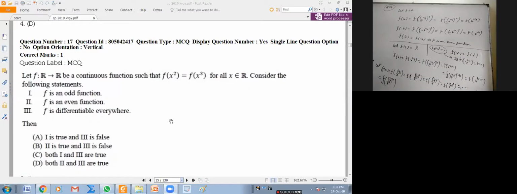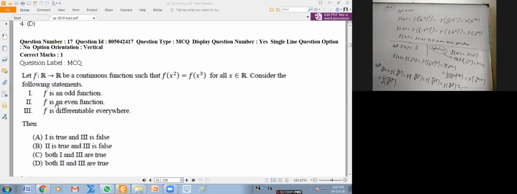Okay, I'll explain the solution. First, let us read the question carefully. The 17th one. Let f: R to R be a continuous function such that f of x square equals f of x cube for all x belongs to R. Whatever x you take, f of x square equals f of x cube. They want to know whether such a function is even, odd, or differentiable everywhere.